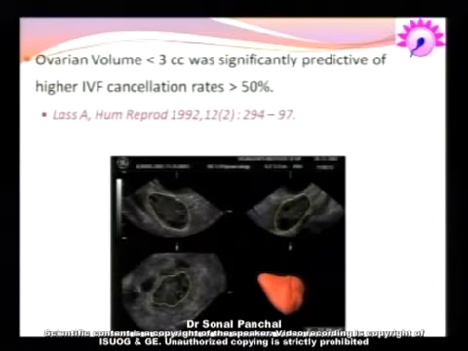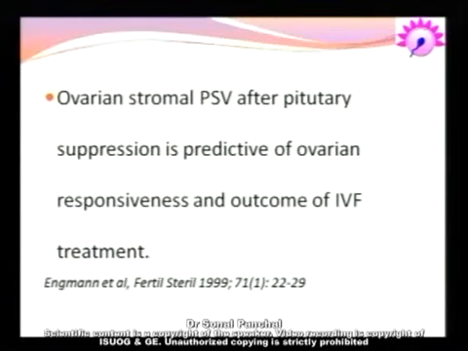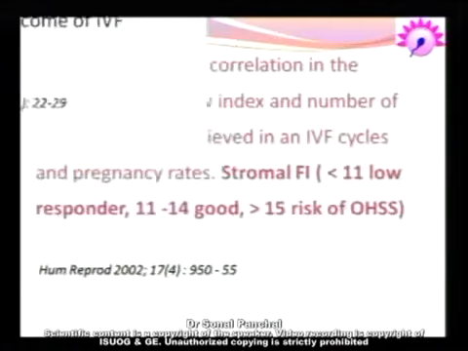Ovarian volume of less than 3 cc was significantly predictive of higher IVF cancellation rates, and that was more than 50%. Small ovaries, small ovarian volume, of course, means a low reserve or a low responsive ovary. It is interesting to know that the measurement of the ovarian stromal flow in the early follicular phase is related to the subsequent ovarian response in IVF treatment. Not only 3D, but even if you can take a PSV, the stromal PSV of the best flow vessel in the stroma after pituitary suppression can be predictive of ovarian response and outcome in IVF treatment.